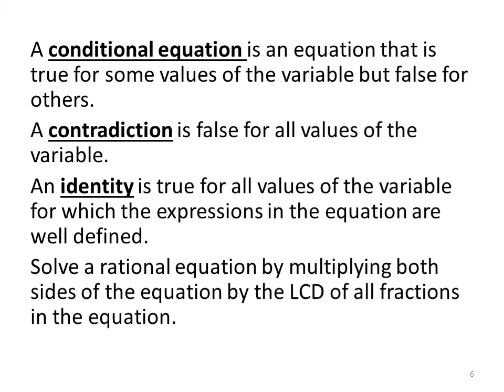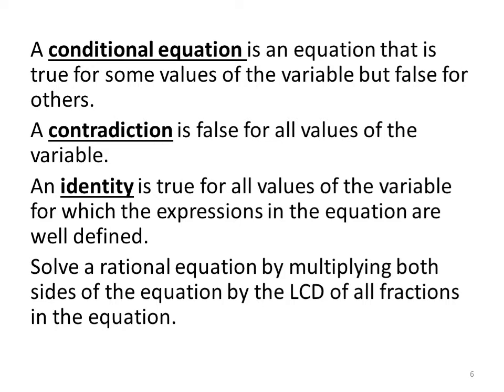Now whether we have a solution or not, there are different types of equations. One type is called the conditional equation. That means that it has a solution. It is true for some values of the variable but false for the others. A contradiction is a type of equation that's false for all values of the variable. In other words, it does not have any solution. The third type is an identity, which is an equation that's true for all values of the variable.